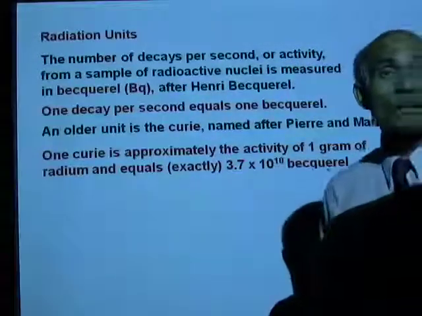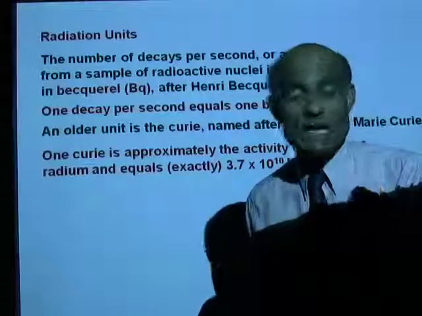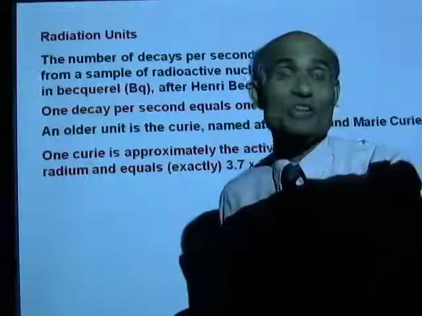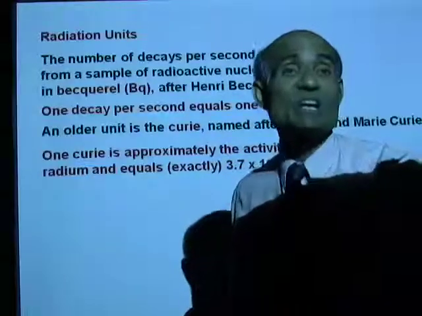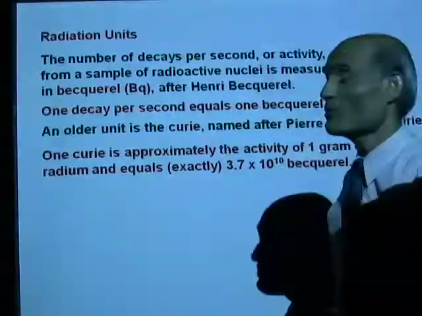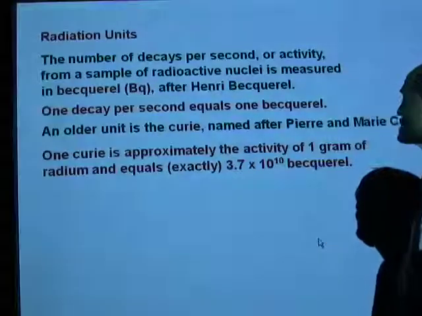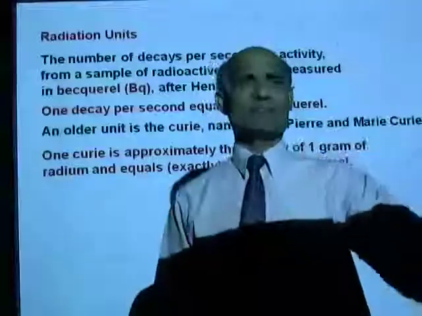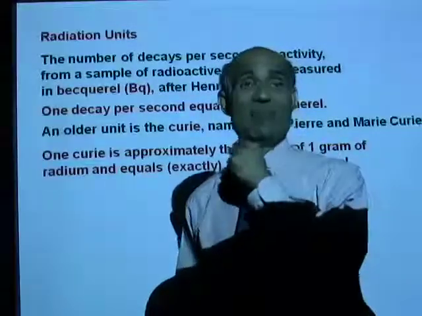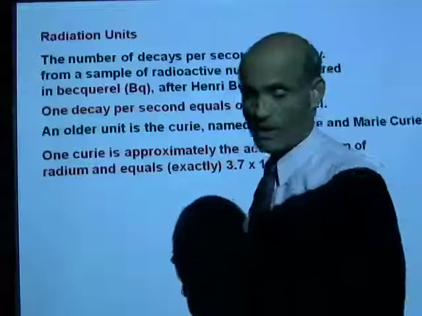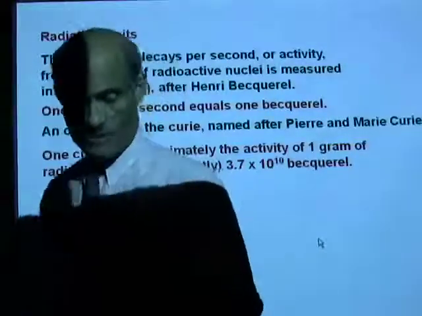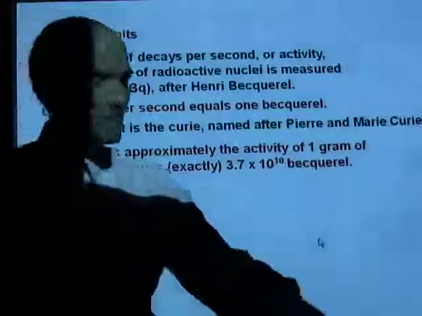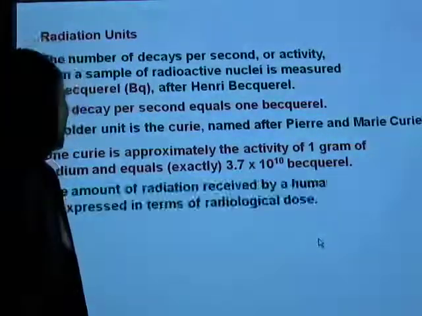If I have 1 gram of radium in here, these devices will go mad, because there will be how many radiations per second? There will be 3.7 times 10 to the power of 10, 37 billion radiations per second, and that is 1 Curie. So 1 Curie is the same as 3.7 times 10 to the power of 10 becquerel.